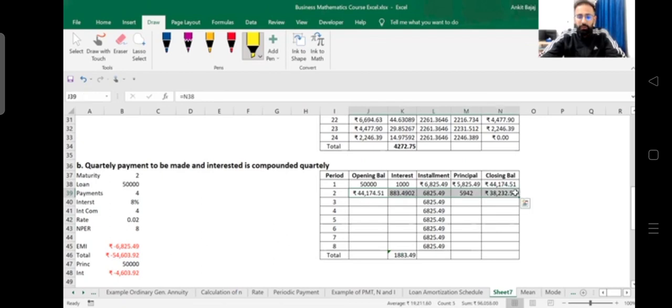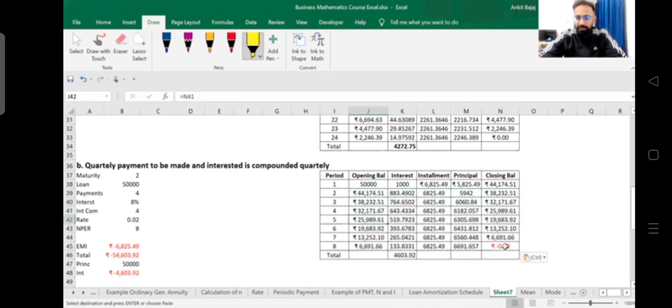Now I will copy this down and we will see whether the balance is 0 at the end of the 8th period. Yes, it is 0 at the end of the 8th period. And if I do the total of interest, the interest total is 4,603, and here also the interest total is 4,603. We will be taking more cases in coming sessions, so stay tuned with us. Thank you.